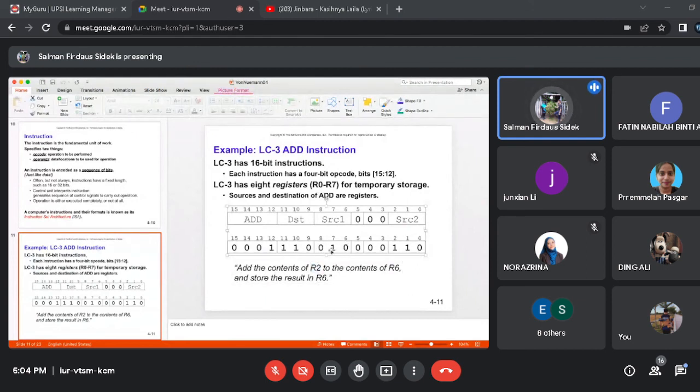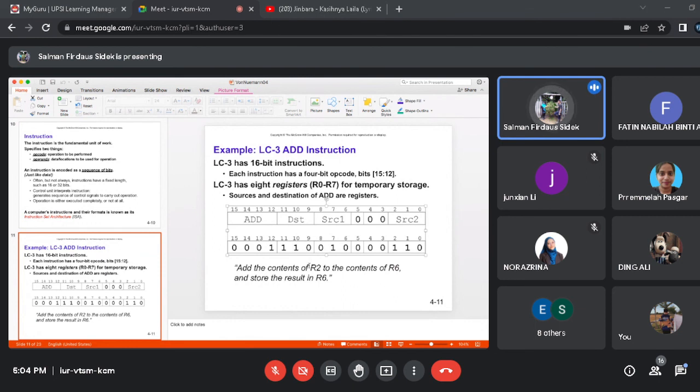We have R2 here, and then add the content of R2 to the content of R6. R6 is the second source, which is bit 0 until bit 2, and then store the result in R6. R6 is the destination register, which is bit 9 until bit 11. Okay, this is how we write the comment in sentence form.